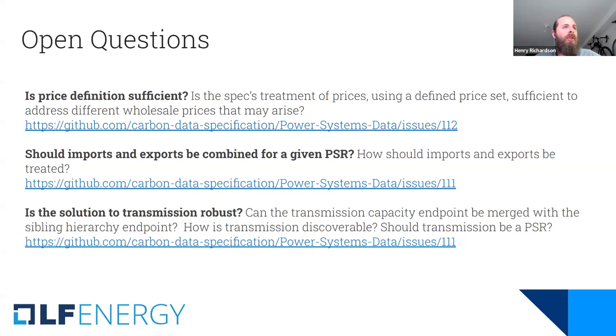And then we also describe transmission through the topology, but I think we're concerned that it isn't discoverable or described effectively. So we'd really appreciate feedback there as well. I think I have the incorrect link there, but it's issue 110. And so the power systems data working group is really interested in testing the draft spec that we have and seeing if it meets the needs of grid operators and will be effective to implement for everyone. So we're looking to everyone to review the spec and then join in and help make revisions and make it more effective. So looking forward to having everyone involved.